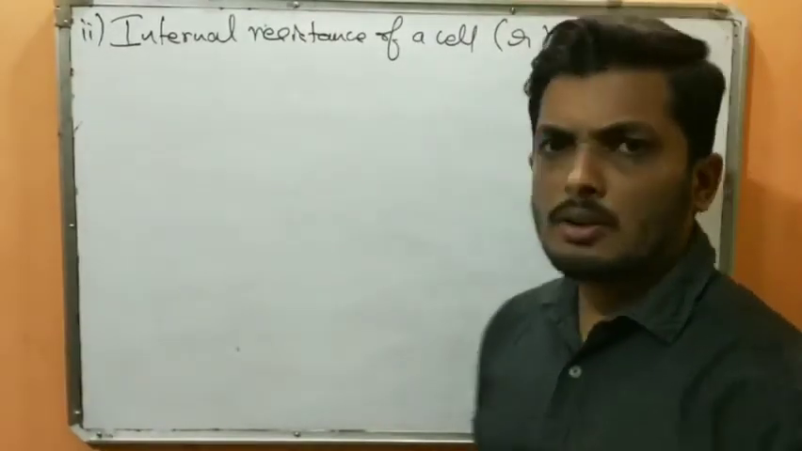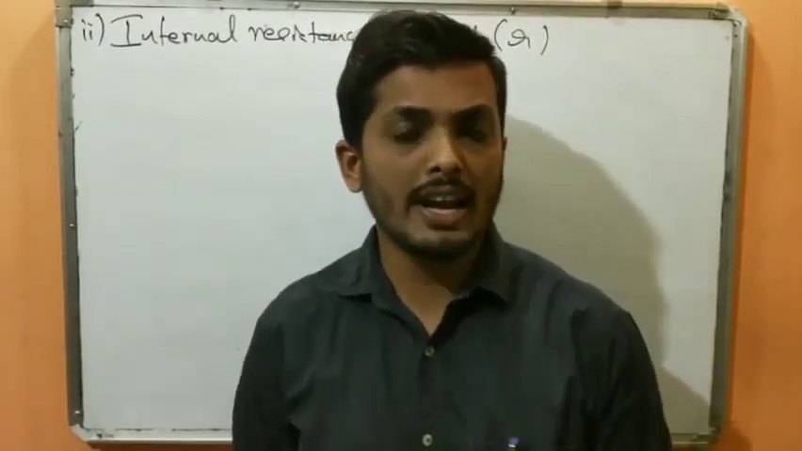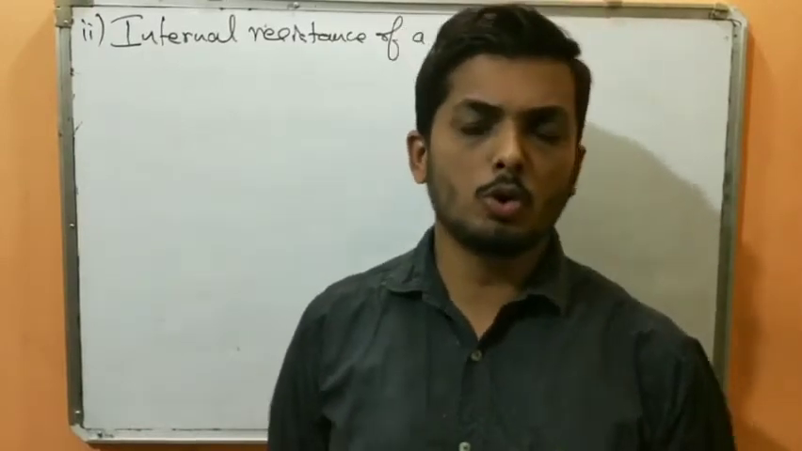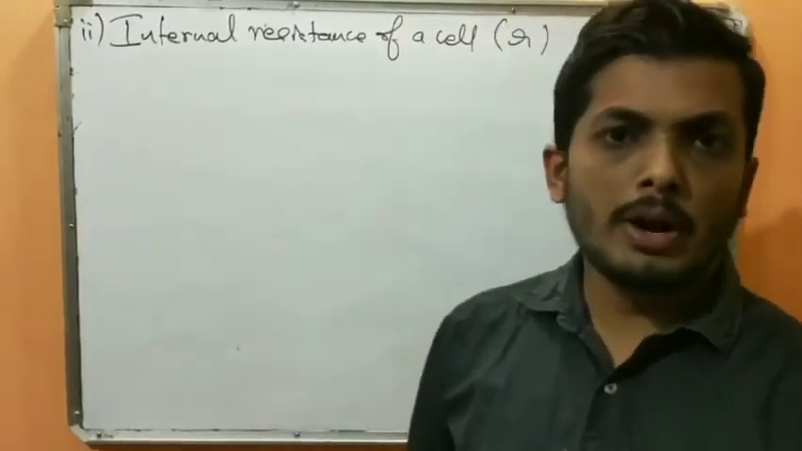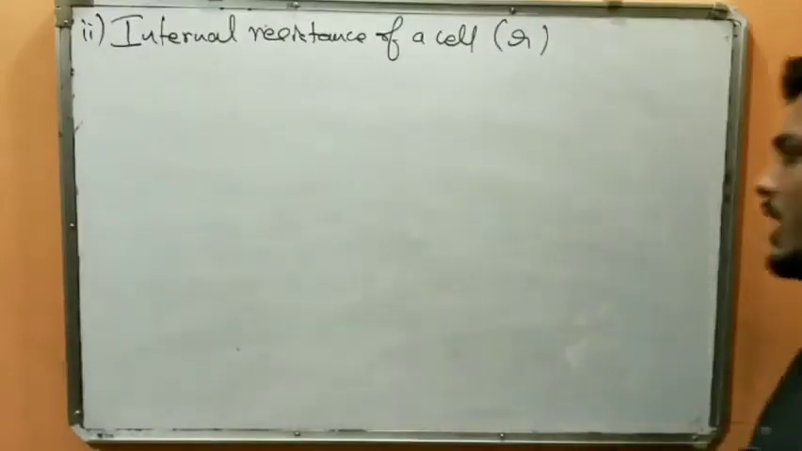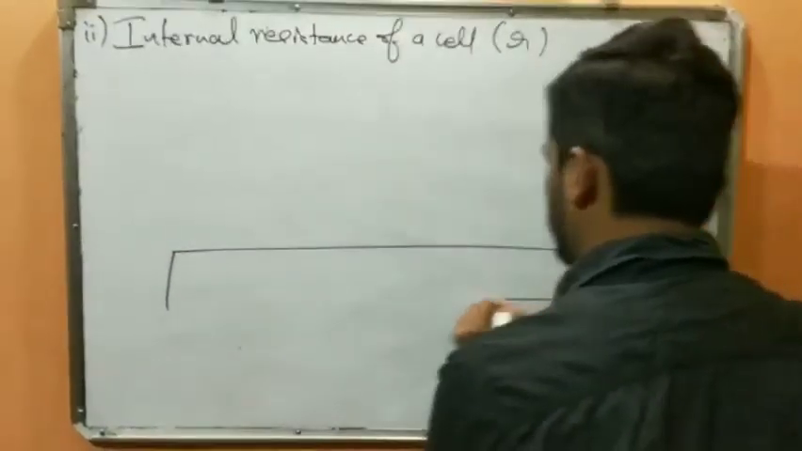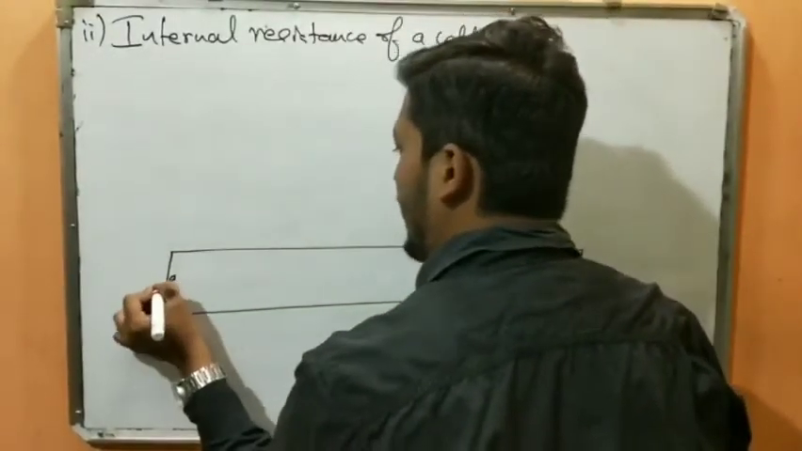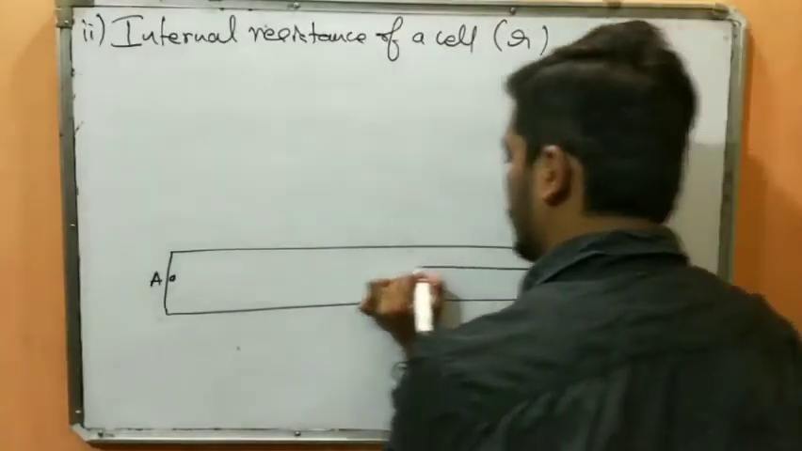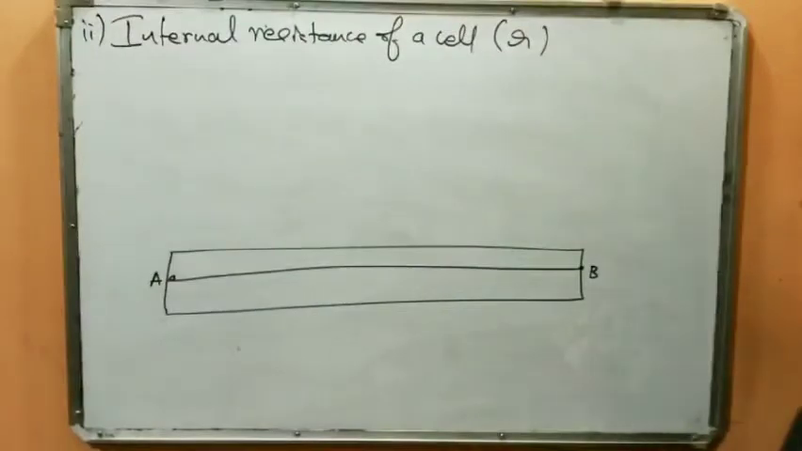Now again, instead of two cells, you have been given one cell, and your task is to find the value of the internal resistance of that cell. So how are you going to do it? You have been provided with the potentiometer. The potentiometer will do this work for you. So again, take a simple potentiometer. It has just two terminals, point A and point B, and it has a 4 meter wire.